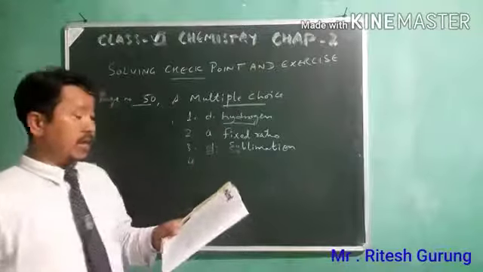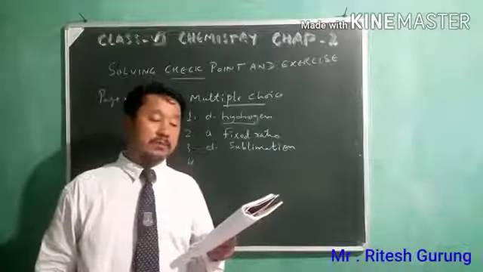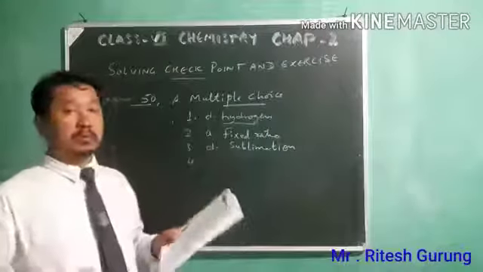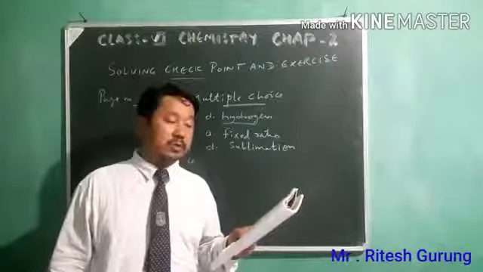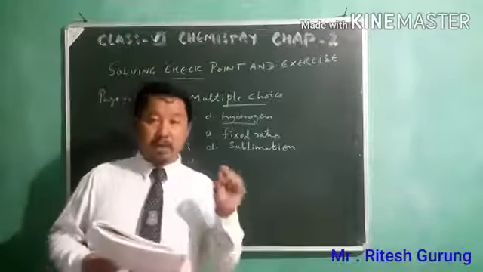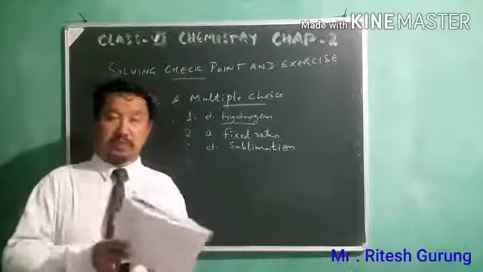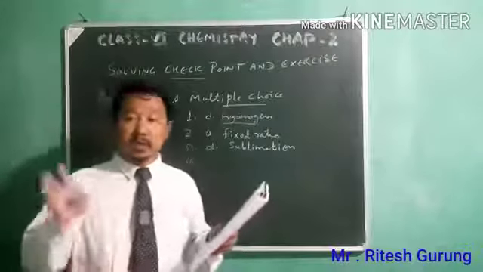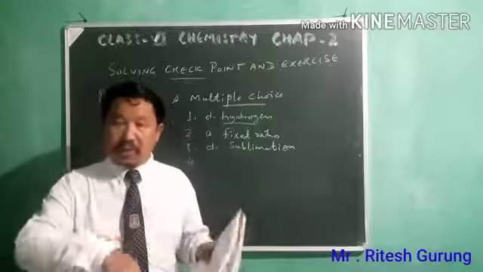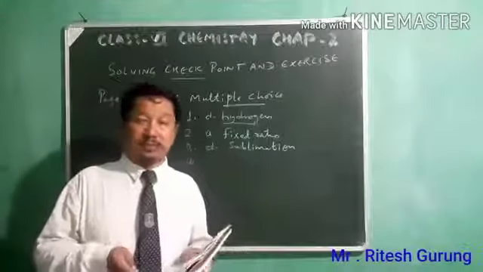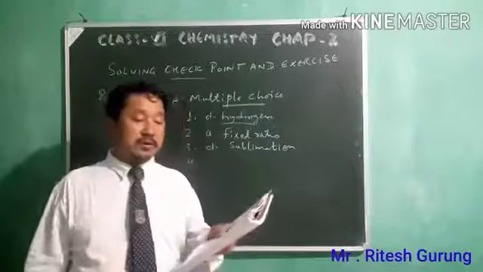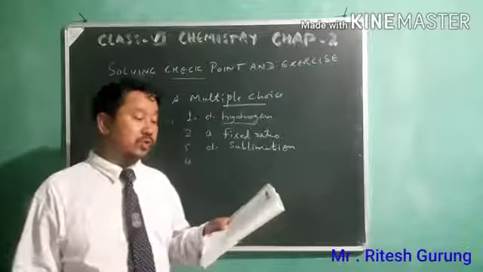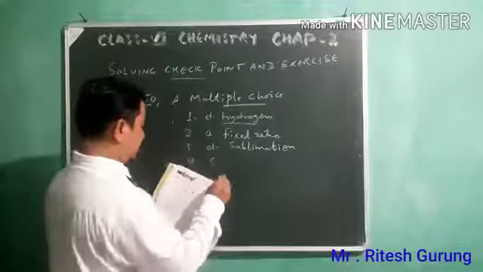Then number 4, a mixture of alcohol and water can be separated by. What would be the correct answer? Suppose there is alcohol and water which have been mixed up. How can you separate this? You cannot physically do it. You cannot use a hand to separate alcohol and water which are already mixed up. So which method do you use? Either filtration, separating funnel, distillation, or evaporation. Which one do you use? Option number C, that is distillation.